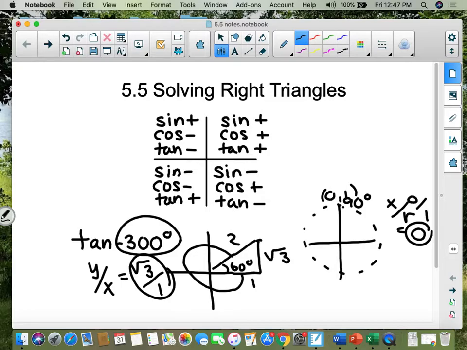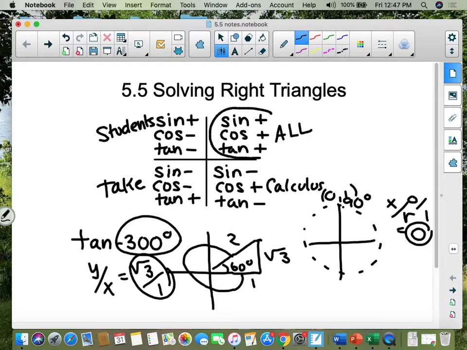Somebody came up with a little saying a long time ago that helps you remember all of these. All students take calculus, which isn't true. Not all students take calculus. All: sine, cosine, tangent are all what? Positive, correct?